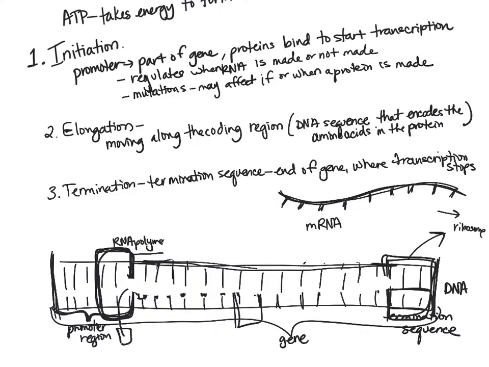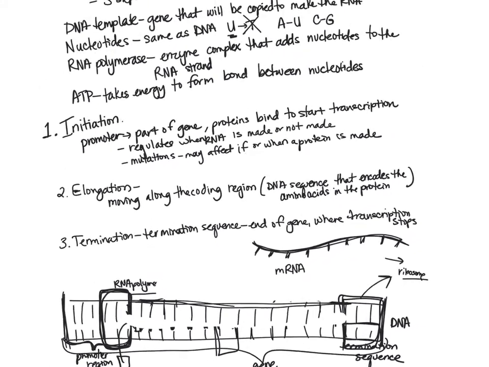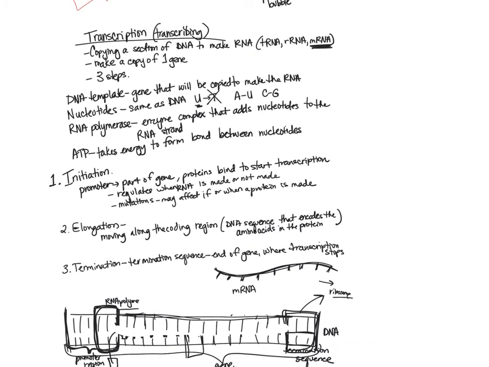To a ribosome, so that it can then make a protein. So before it does that, we have a couple of things to talk about. So this is our process of transcription. Right, so transcription is copying a section of the DNA to make RNA. We do this in 3 steps.